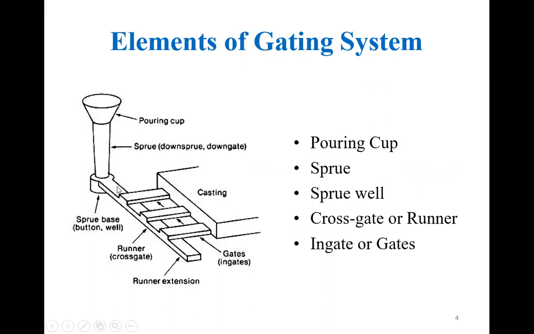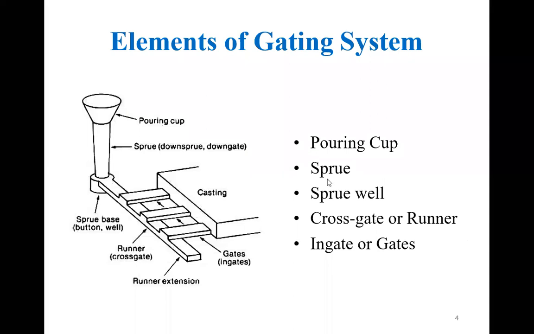Here it is the sprue, and this is the sprue base. From this sprue base, a runner is connected. From the runner, the molten metal is carried over. For each and every point, a gate is arranged so that the molten metal moves towards the gate and goes over to the casting place. Similarly, 1, 2, 3. These are the ingates. Clear? So the elements of a gating system are the pouring cup, sprue, sprue well, cross gate or runner, and ingate or gates.